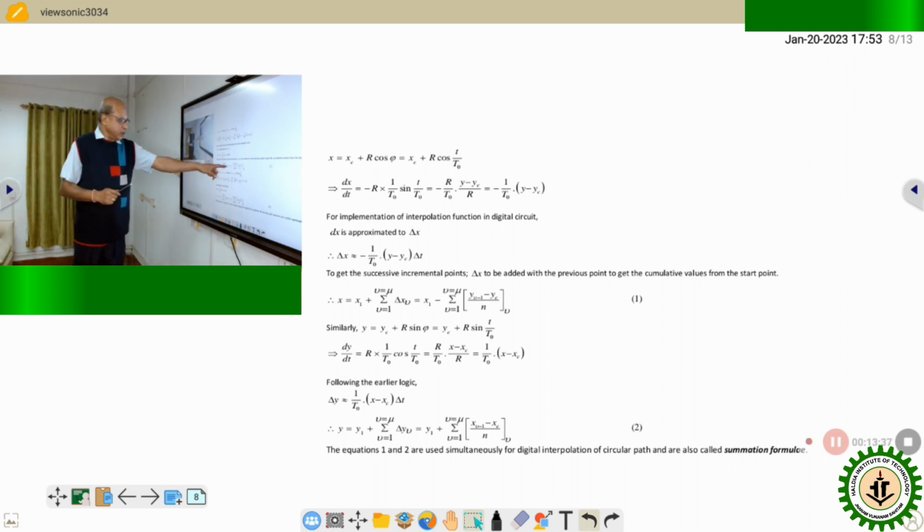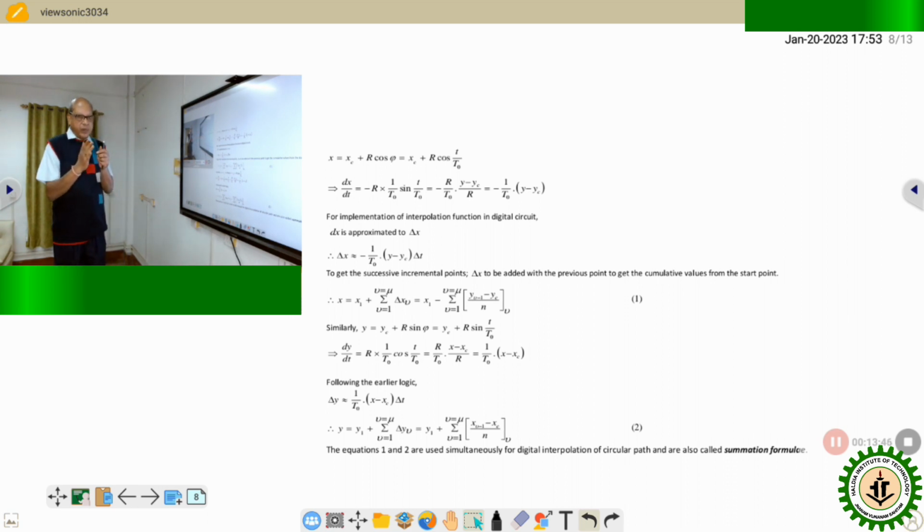So nu varies from 1. When nu assumes a value of 1, it will be y0 minus yc by n. That incremental value we have to calculate for every incremental pulse, and algebraically add it to the initial value to get the most recent one. This is how a series of intermediate points will be calculated along x as well as along y, because the motion will be simultaneous along x and y, or if it is a turning center, along x and z. The same logic is applied in the case of the y axis.